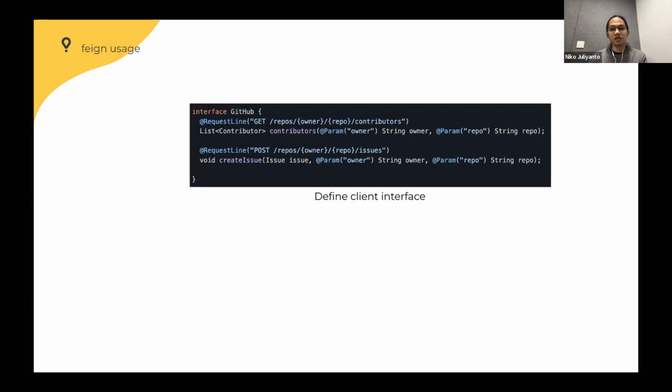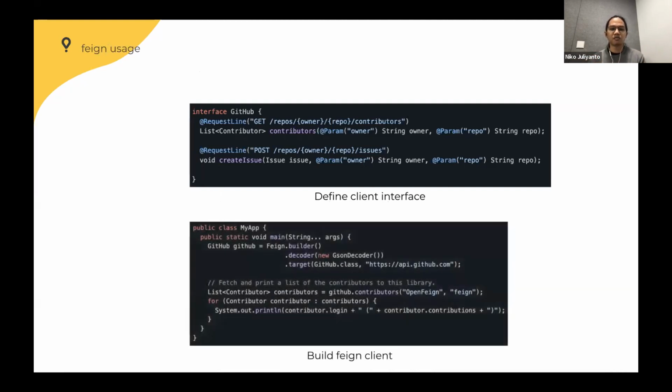Okay, so let's look into an example of how we can usually use Feign. So first we need to define the client interface. The client interface basically serves as a business use case, specific to the business use case. And every microservice will have a different kind of client interface. And the second one, this is a part where Feign requires boilerplate code, where we define the Feign builder and then define the Git interface class and also the URL, the target URL.